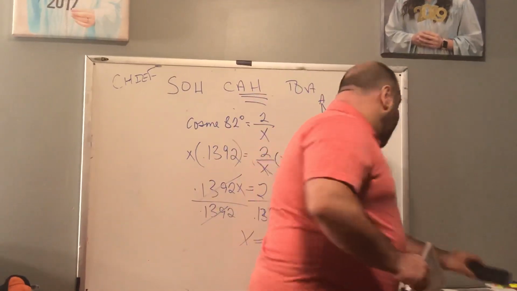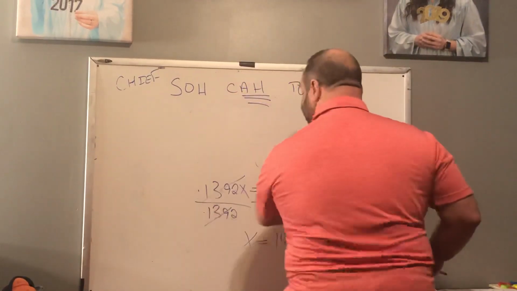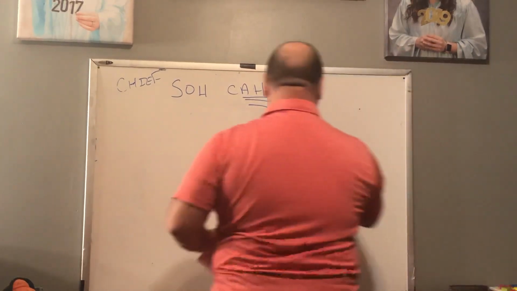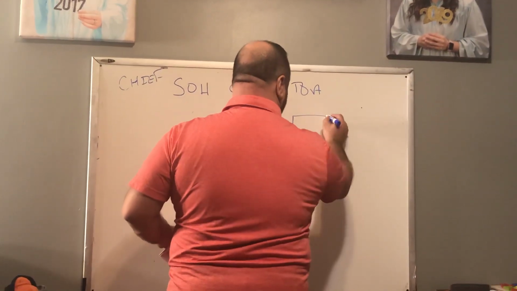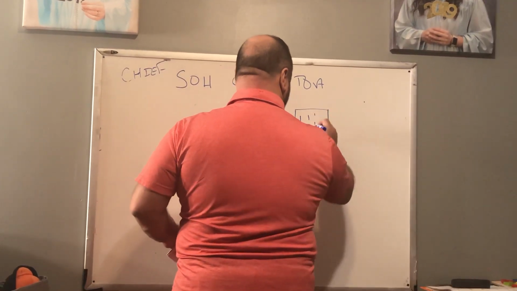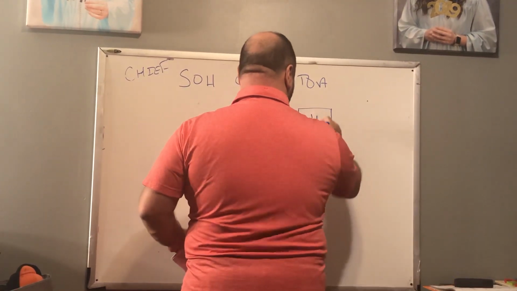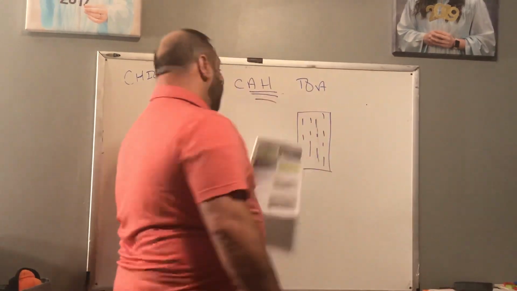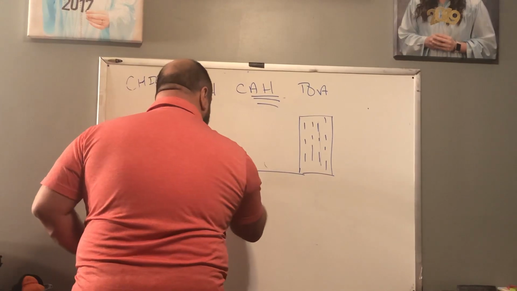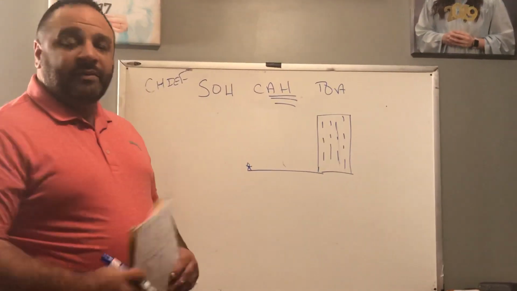Page 38, as we look at the angle of elevation and the angle of depression. So let's say we have a building here, there's our windows, all right, we have our building. Let's say this is the ground here.